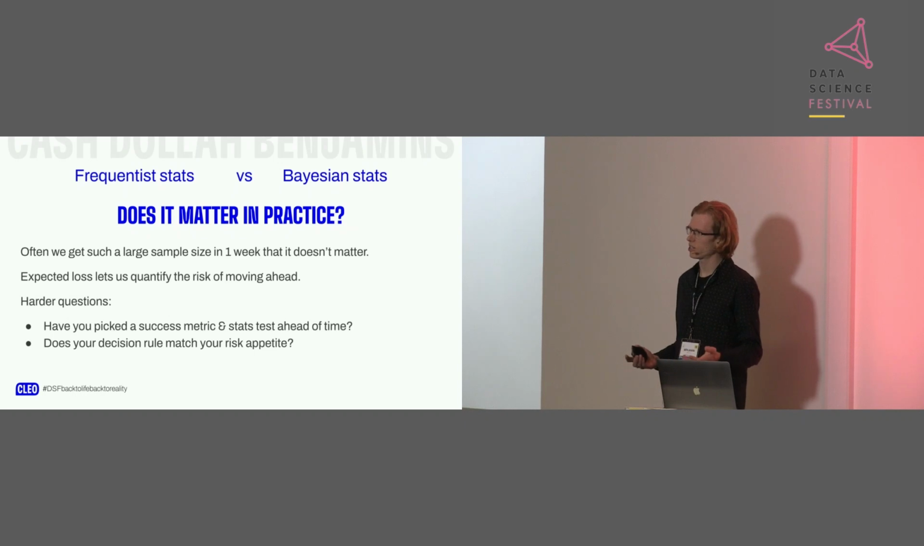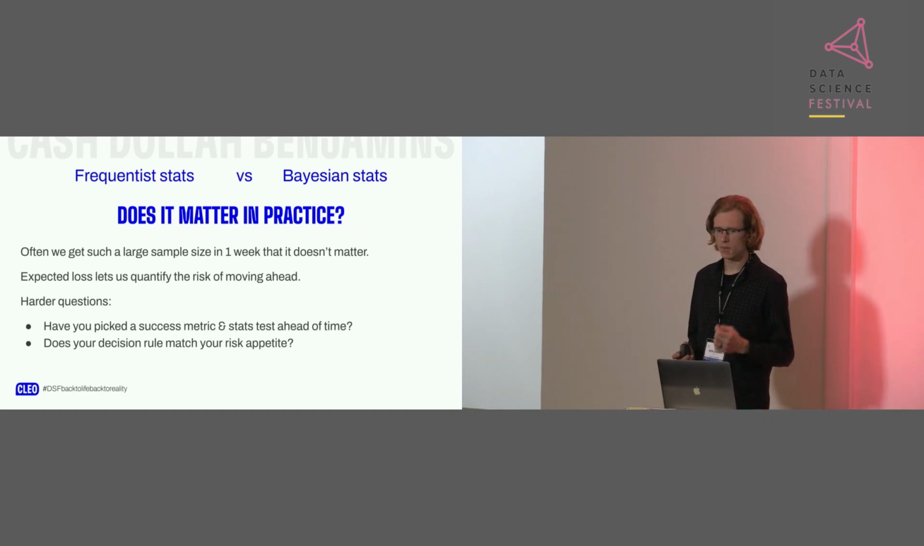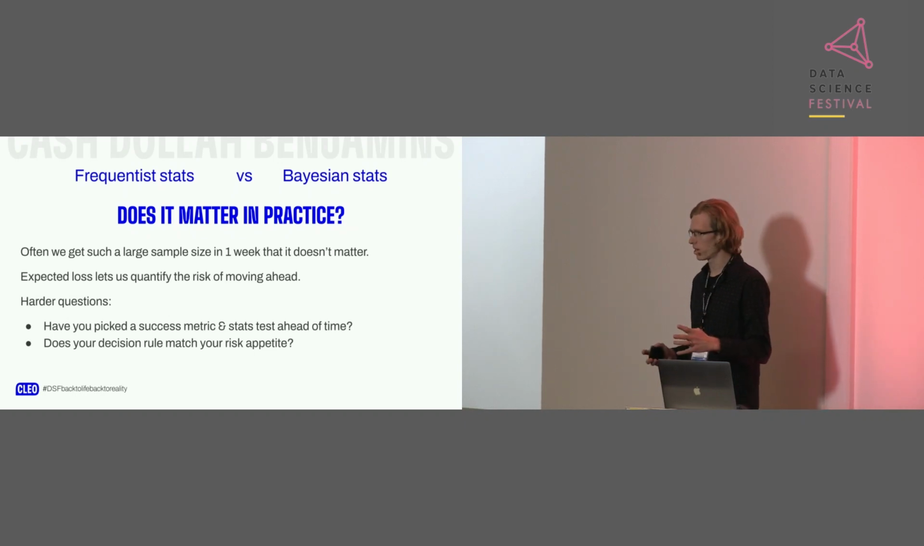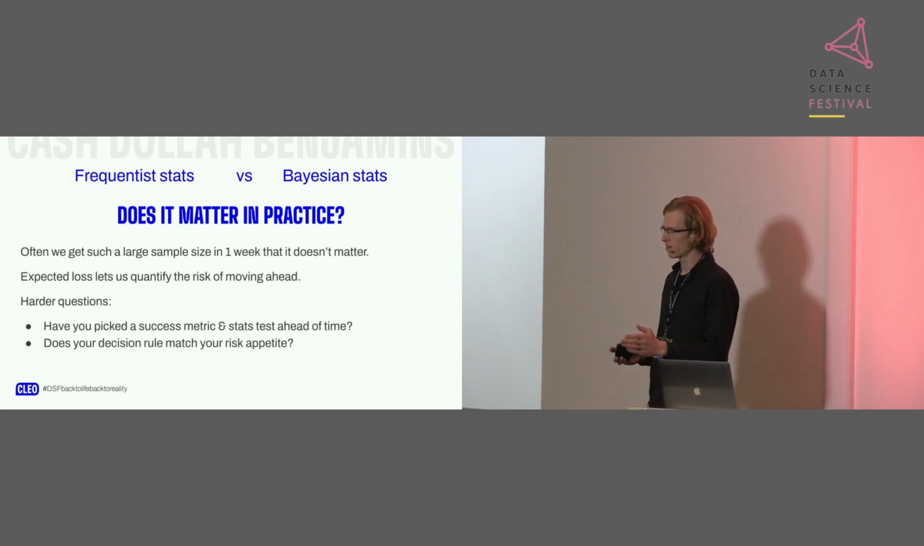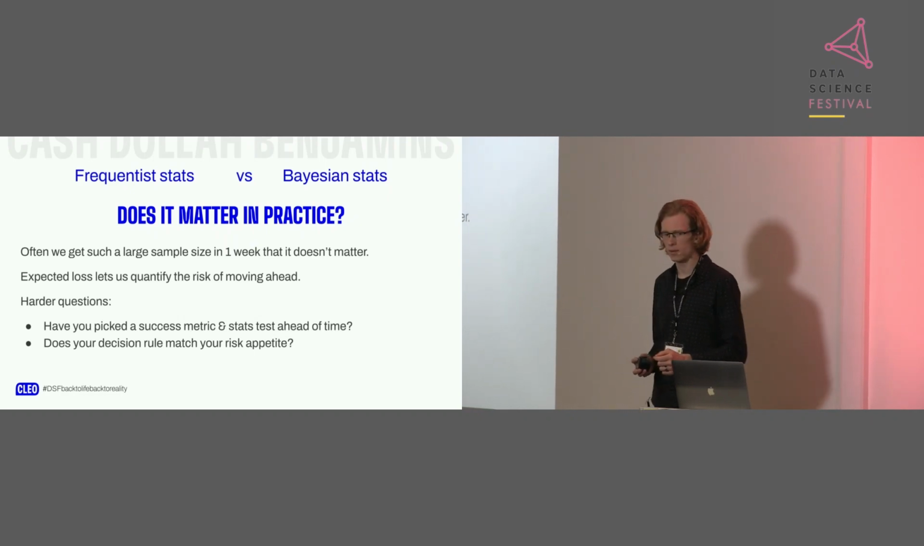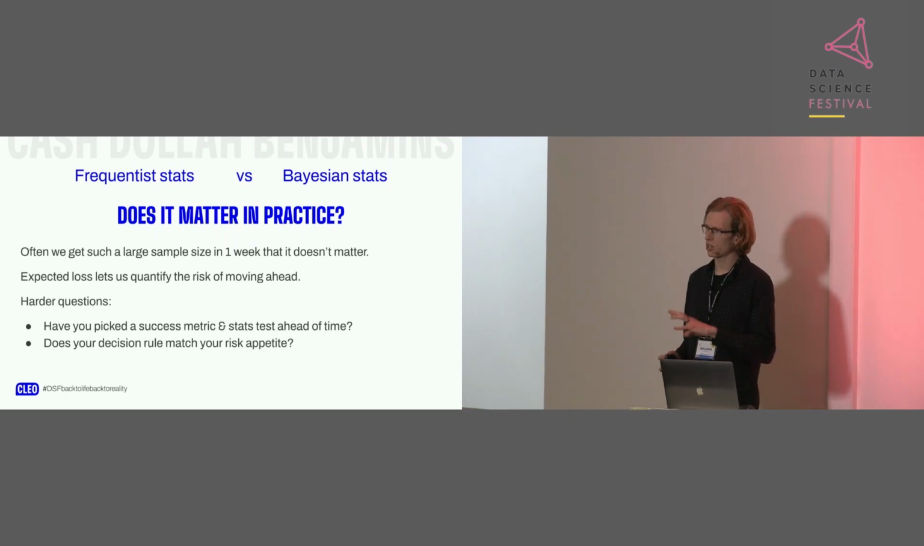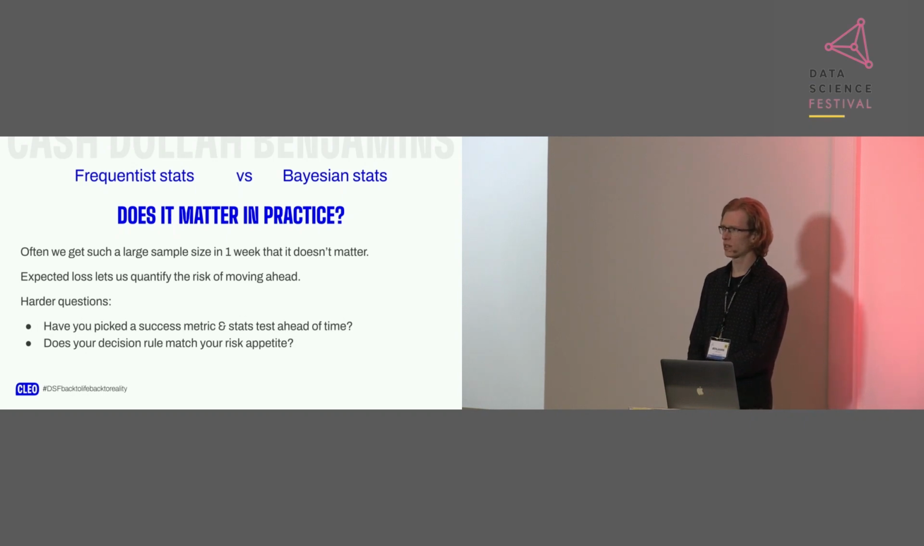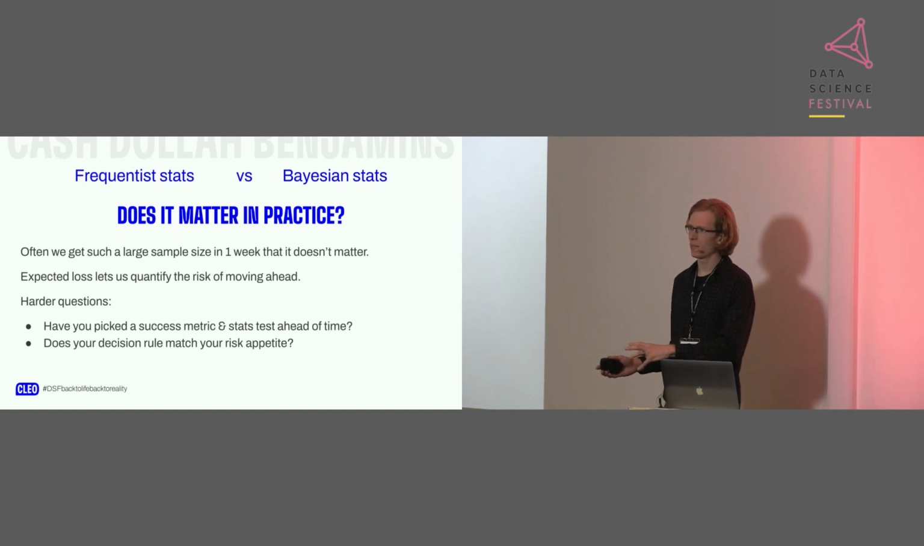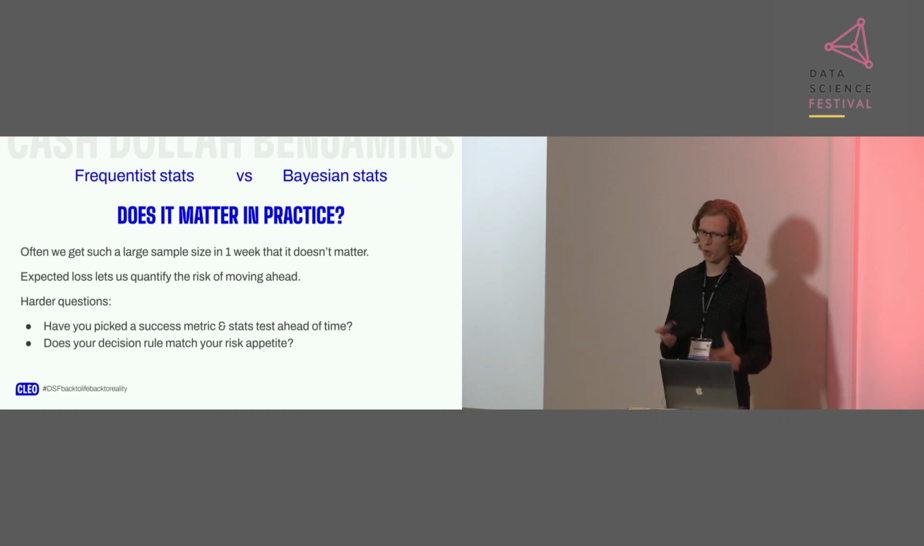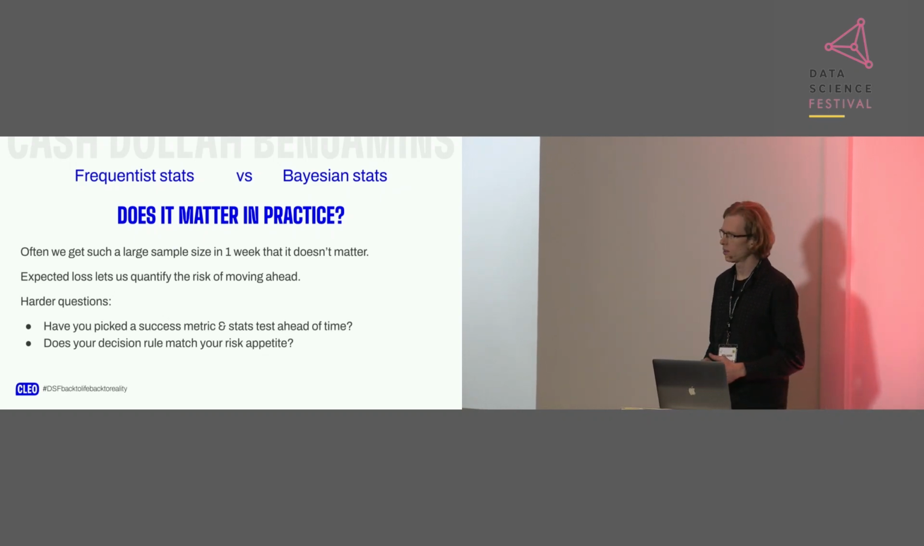And maybe the harder questions to focus on are: have you picked your decision threshold and your success metrics ahead of time, or does your decision rule match your risk appetite? So are you being too conservative about avoiding false positives, when actually you could fulfill that measurement aim with a holdout and forge ahead with some of these changes, as long as you felt that the risk was low enough?